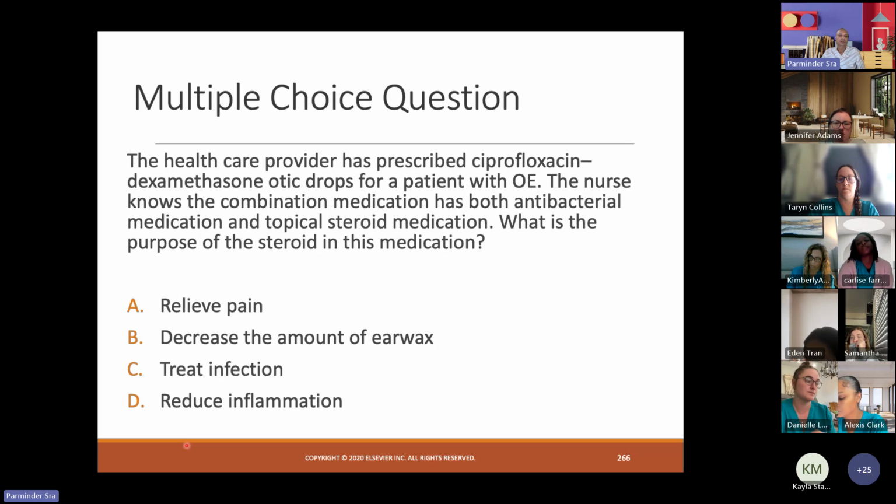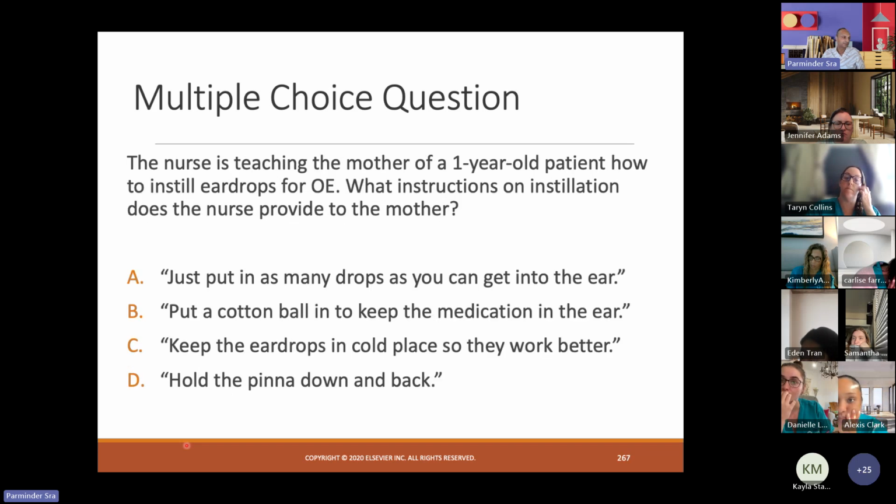So the purpose of steroid included in the otic drops is to assist in decreasing the inflammation in the ear canal, as well as itching. All right, D is the correct choice, guys. Even though they wrote down ciprofloxacin along with DEXA, they're asking about DEXA only here, the steroid. Okay, next one.